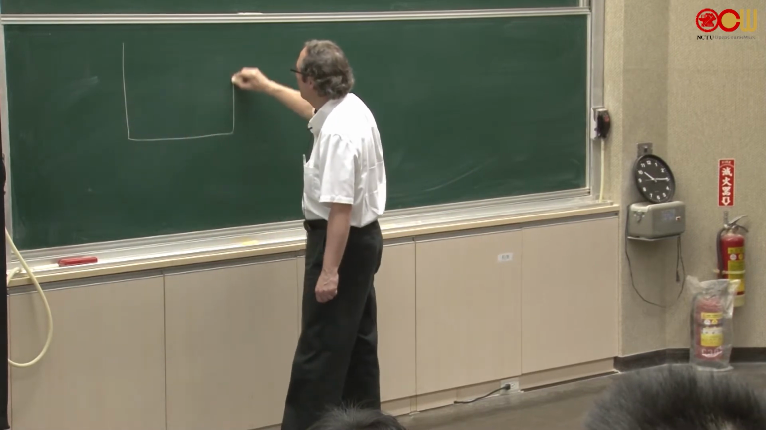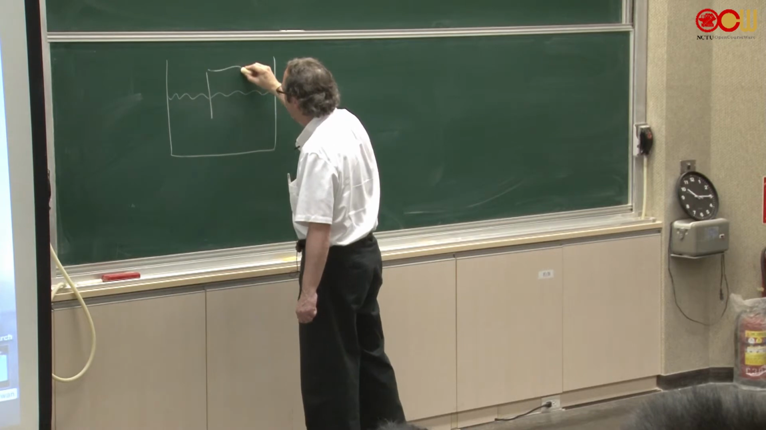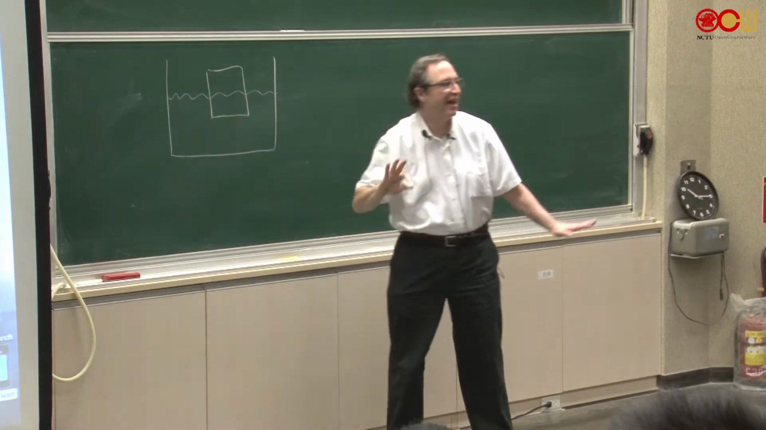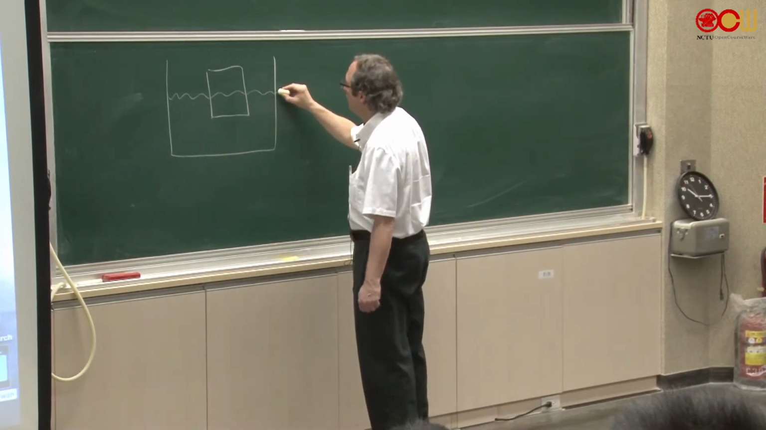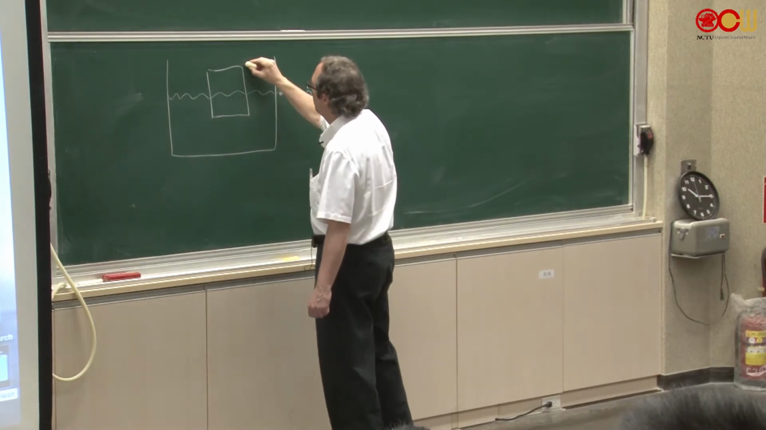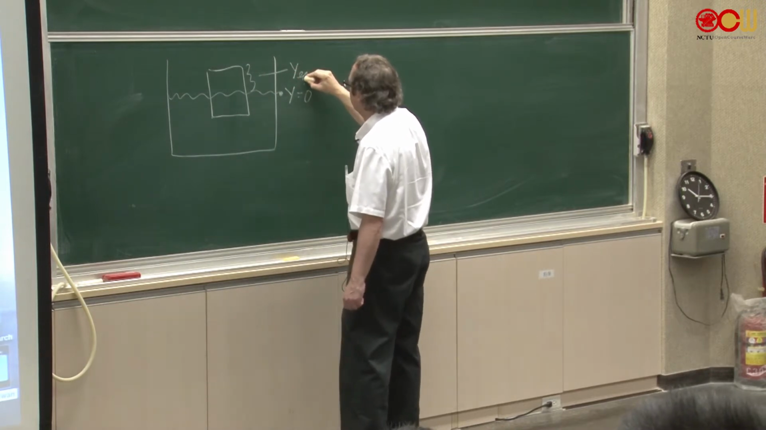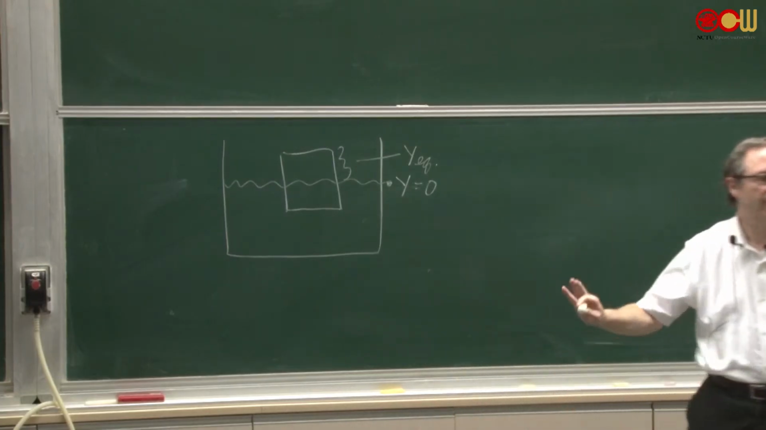The first picture is the box sitting there at equilibrium. We'll call this y equals 0, and this distance would be y equilibrium. Okay, so that's the first picture.